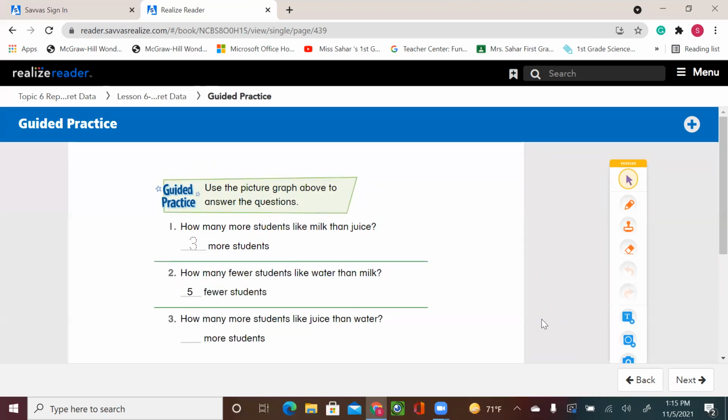And last question, how many more students like juice than water? So you're comparing the water row, where 1 student chose water, and 3 children chose juice. When you look at the two bars, you can see that 2 more students prefer juice than water. So we're going to put here 2. That's right, number 2.